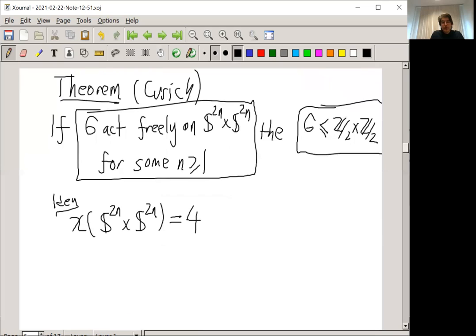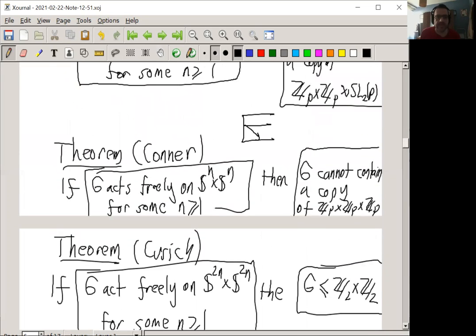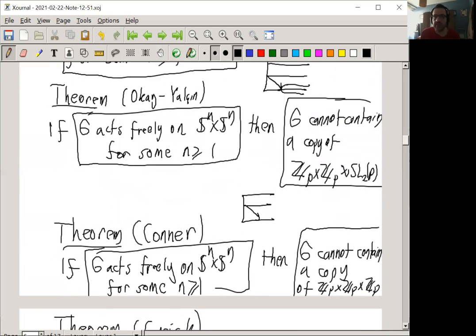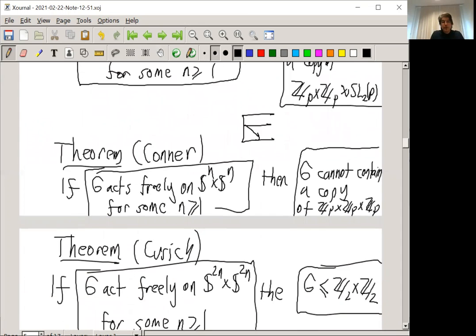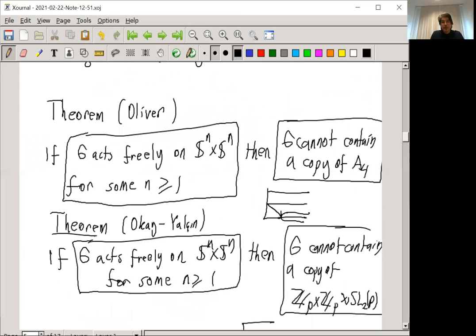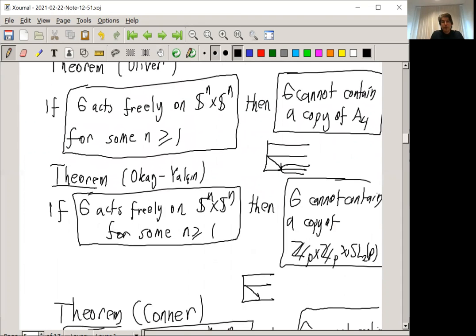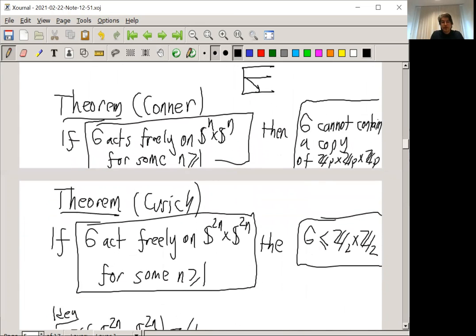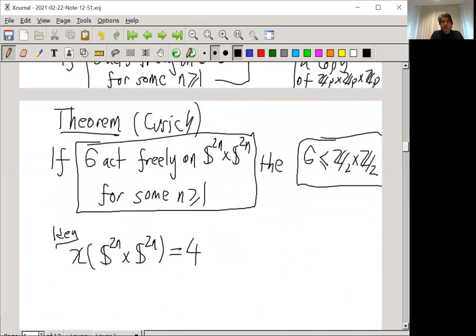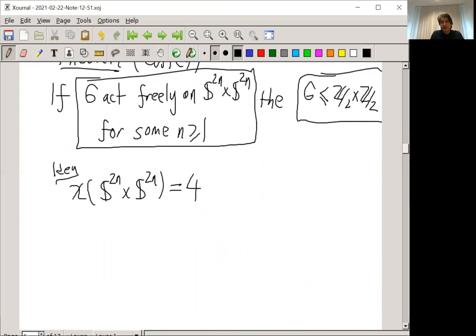Excuse me, what's the assumption on the actions here? Do they need to be smooth or anything? No, it could be just a finite CW complex homotopy equivalent to Sn cross Sn. It doesn't need smoothness here. I mean, none of these theorems need smoothness actually.